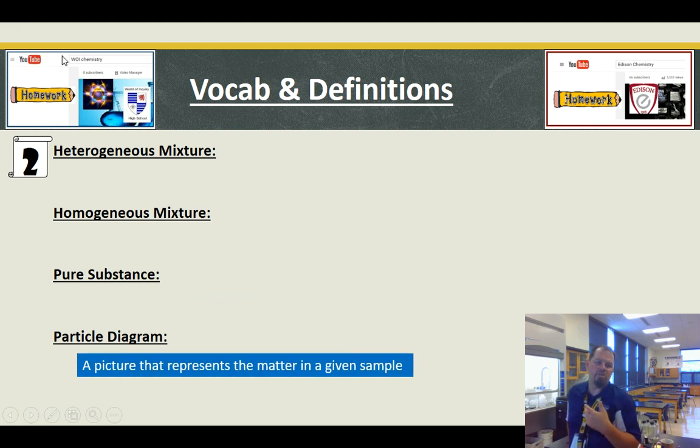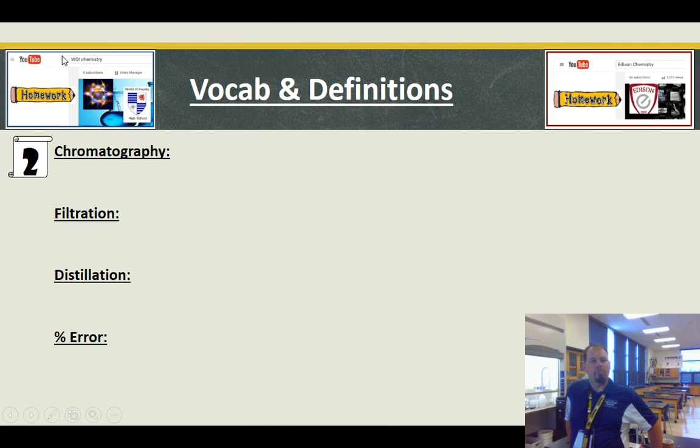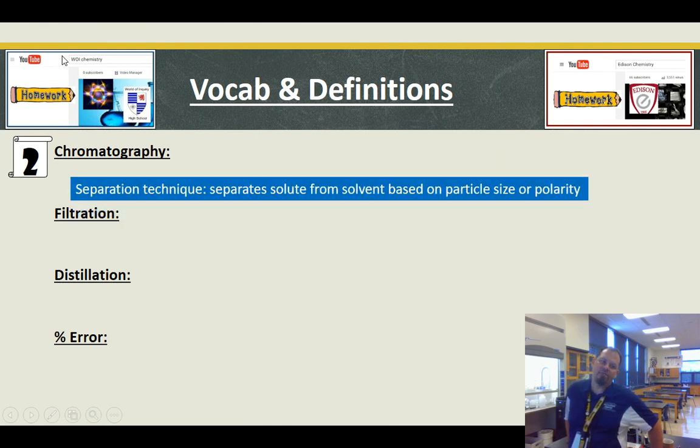And we generally use these to differentiate between elements and compounds, mixtures of compounds and elements, and then we can use them to represent phases. Okay? Phases of matter, solid, liquid, gas. And we're almost done. Go through some of the separation techniques. Chromatography is something we won't do a lot this year.